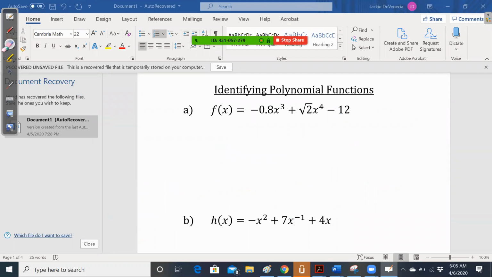So let's look right over here. We have this function right over here. F of x is -0.8 x cubed plus square root of 2 x to the 4th minus 12. Now for me to identify if this is a polynomial, I need to look at the exponents. So I need to look at 3, I need to look at the 4, right? And I have to see if it's bigger than 0. Now lucky for me, they are bigger than 0, so this is a polynomial function.